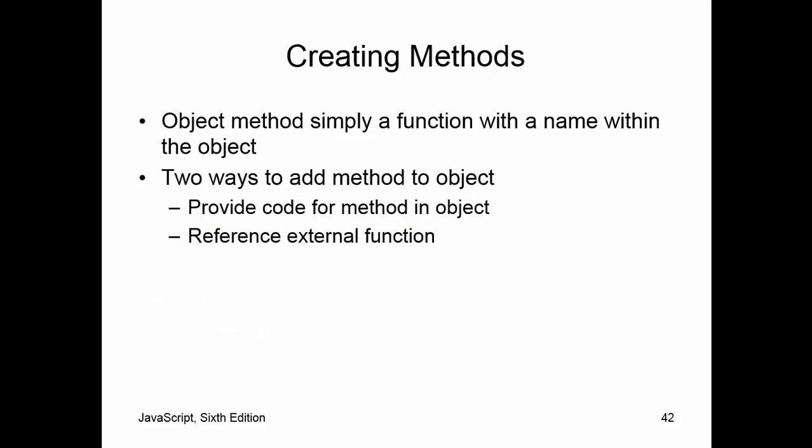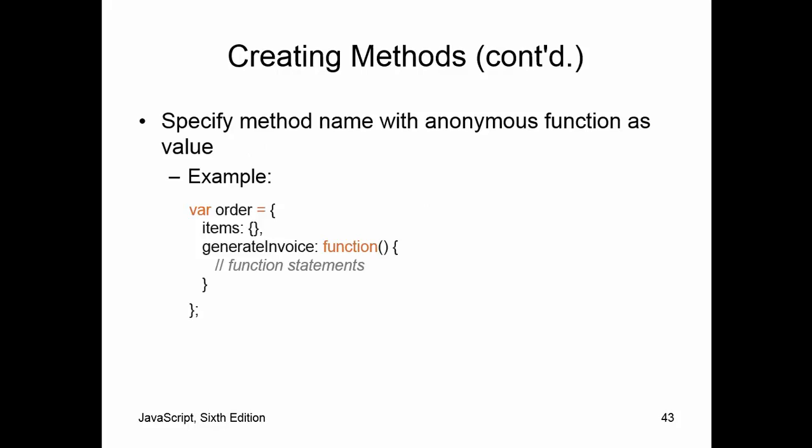Okay. Let's jump into here. Creating methods. Now we're talking about creating methods for our own objects. And a method is simply a function that's within an object. All right? So the 2 ways as mentioned here that you can add a method to an object: you can either provide code for a method in the object itself, or you can reference an external function.